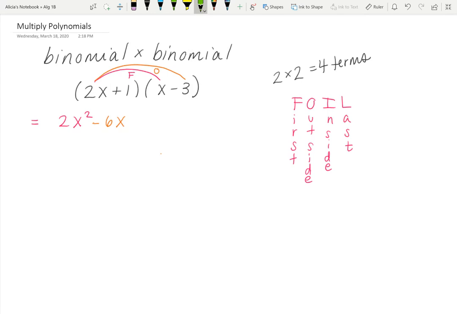Okay, next on the list, we have the I. I stands for the inside, right? The inside terms of the binomials. But that's what you would do anyways, because you've already distributed this to those two terms in the second binomial. So now you got to distribute this bad boy into the second binomial. So 1 times x. That's your inside. That's what the I stands for, right? So we have the I inside. 1 times x would be, well, positive 1x.